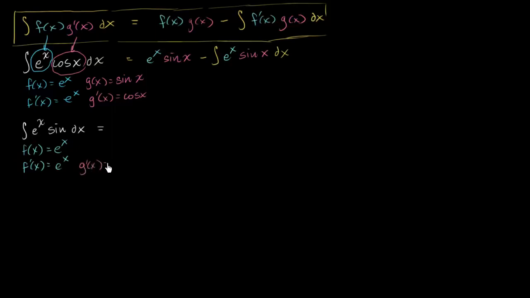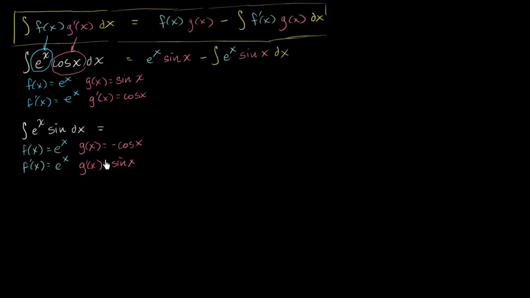G prime of x is equal to sine of x, which means that its antiderivative, g of x, is negative cosine of x. The derivative of cosine is negative sine, and the derivative of negative cosine is positive sine. So once again, let's apply integration by parts.